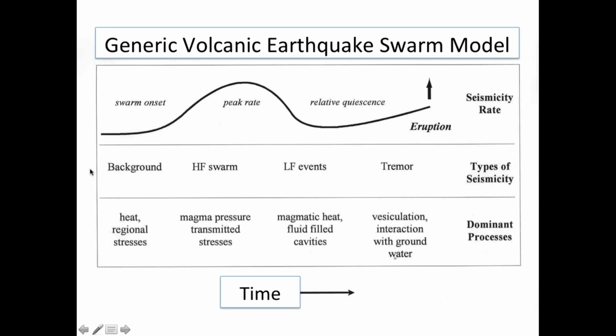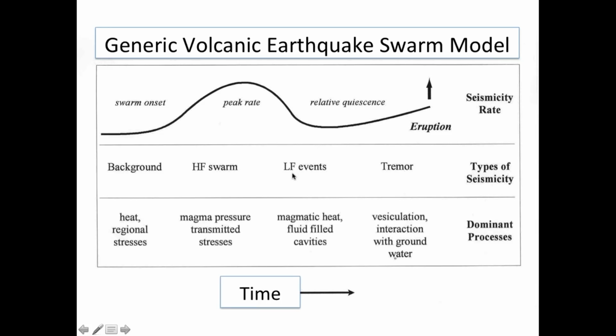So typically we have a background of volcanoes. This is caused by heat and fluctuations and stresses. Then the first thing that happens is a high frequency event swarm. So we have a swarm of high frequency events. The rate goes up, reaches some peak, then we have relative quiescence.